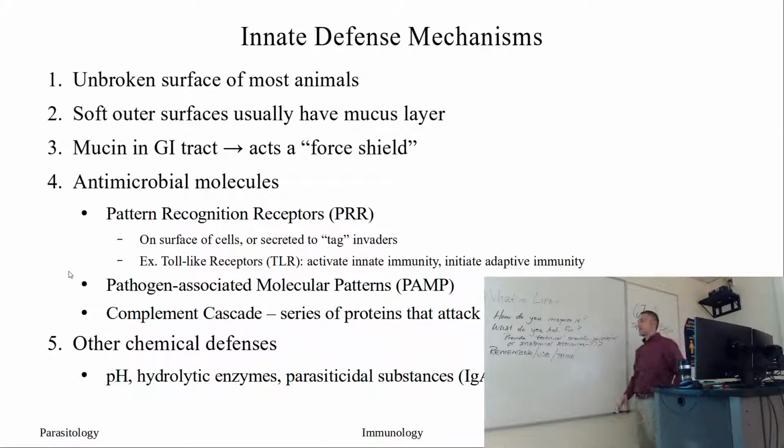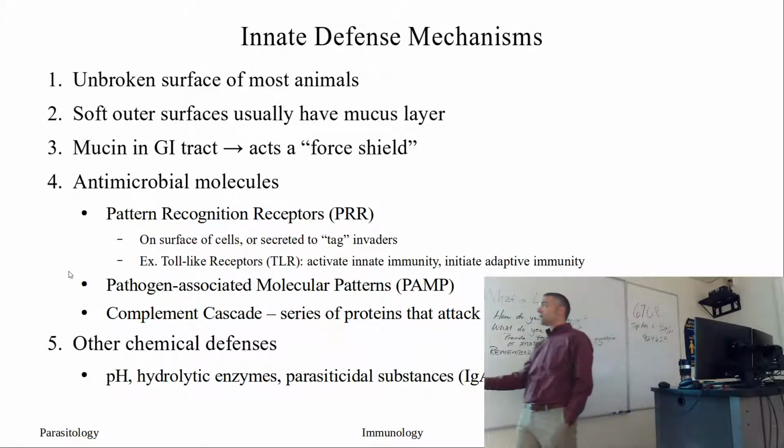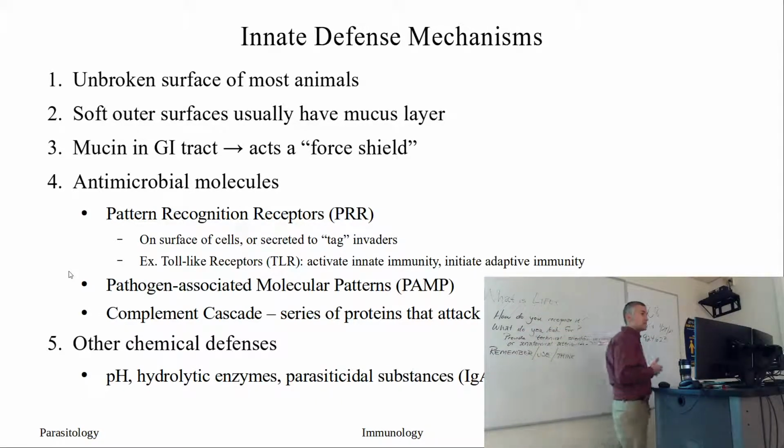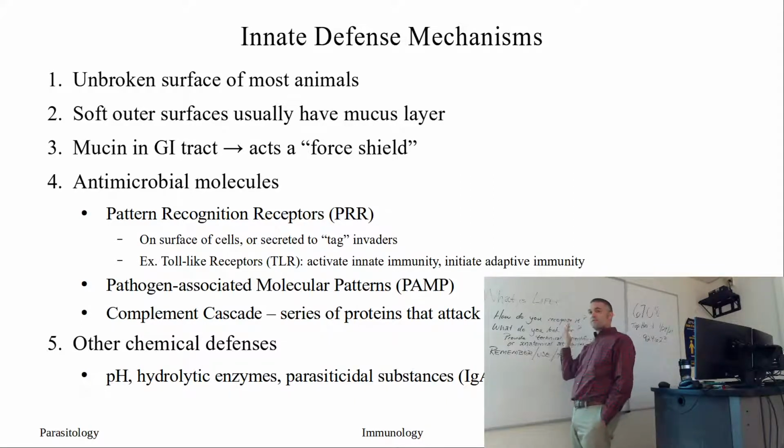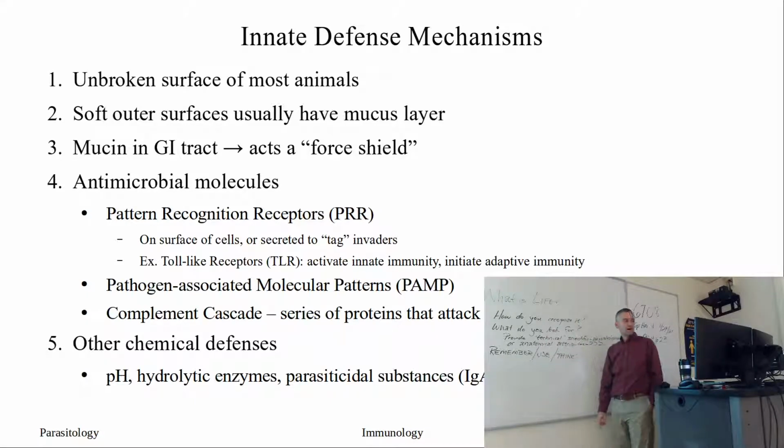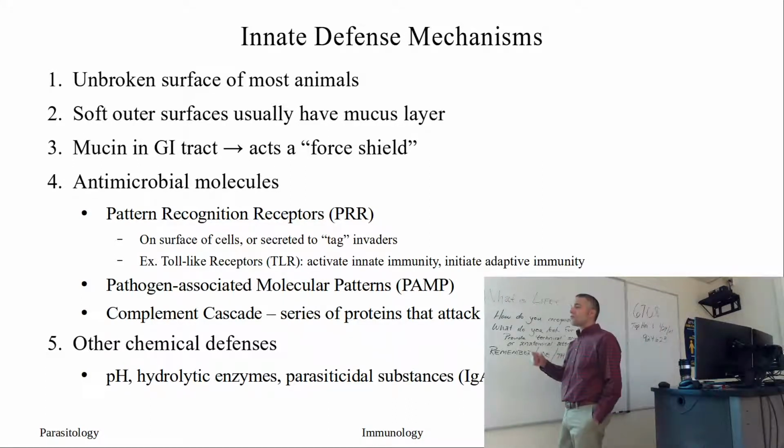All right, innate defense mechanisms. These are things that you don't have to see before. Some of these things you probably didn't even consider. So the unbroken surface of our skin, that's a first line of defense. Nothing's going to get through it, or mostly nothing's going to get through it unless it burrows its way through. All right, soft outer surfaces usually have a mucus layer, and that mucus layer is actually acting as a first line of defense. In order to get inside the host, they have to traverse that mucus layer. Kind of hard for viruses, kind of hard for bacteria to do that.